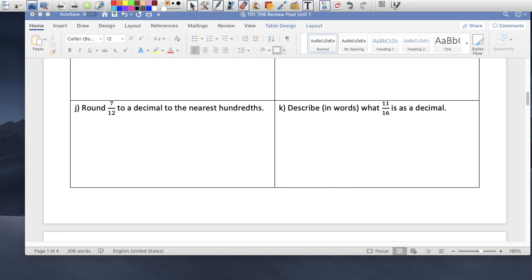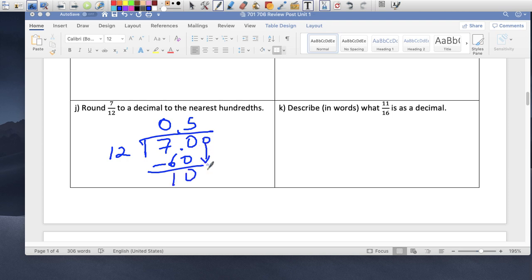Round 7/12 to the nearest hundredth. Okay, so let's divide. 12 doesn't go into 7. It doesn't work, so we add a decimal. It allows us to add a 0. 12 goes into 70 5 times, which is 60. Subtract, 10 left over. Bring a 0 down. 12 goes into 100 8 times, which is 96.